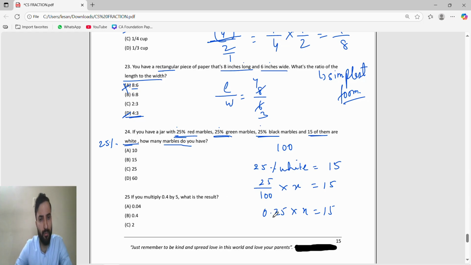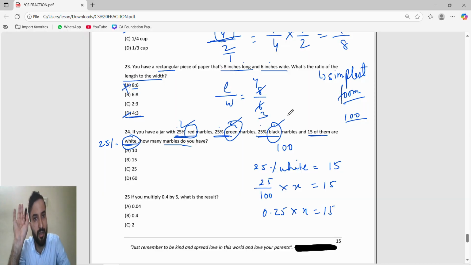Now see here, very simple thing. We should not have to do the long calculation and all. Understand here. They say 25 red marble, 25 green marble, 25 black marble, and the remaining will be white, because the total is 100%. So in total 100, 25 red, 25 green, 25 black, so the remaining total is 75 marbles done. So remaining, how many white? 25% is the white. They said 25% is the white, meaning 15 is the white marble. They asked how many marbles do we have.